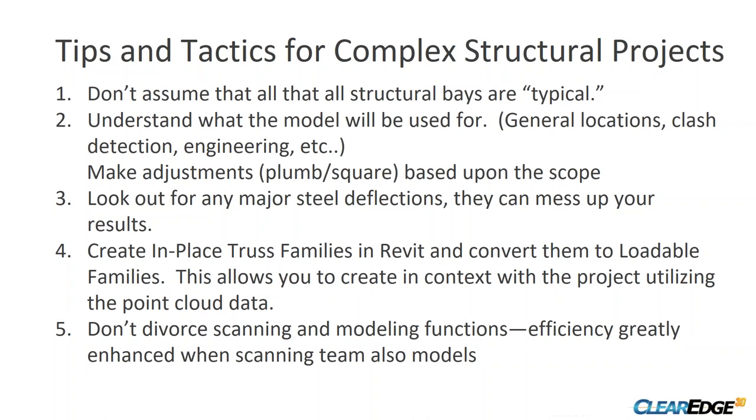Look out for any of the major steel deflections. Even when you're extracting things manually through any of these extraction tools, you really have to look out for the variations there. It's going to give you a best approximation. And during that scoping session, you need to understand, are we trying to define where the connections are at, where that true beam is at, if it's deflecting, is that going to affect things like clash detection if we're running new piping and ductwork and services through those facilities?